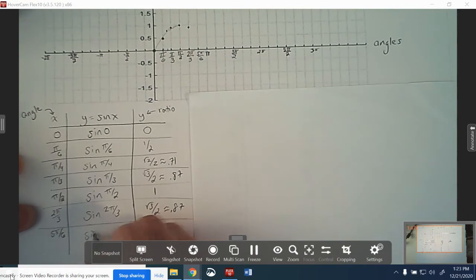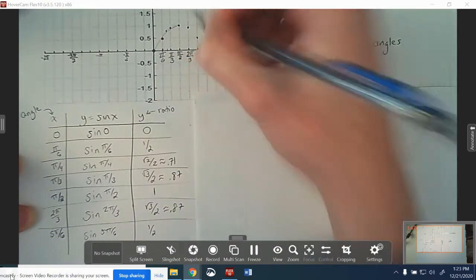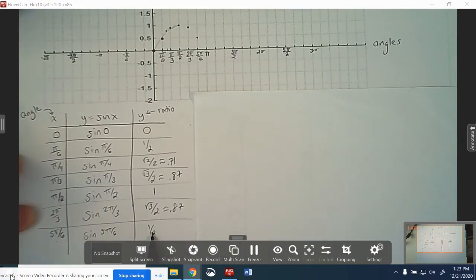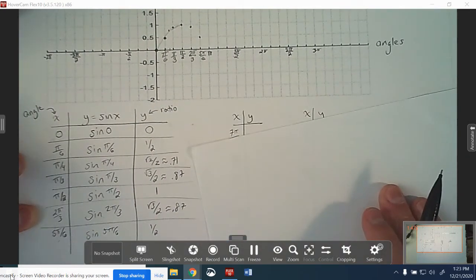So the sine of 5 pi over 6, look at your unit circle. At 5 pi over 6, the y-coordinate is 1/2. So I can plot the point 5 pi over 6, 1/2 on my sine graph. And then next, I have pi.